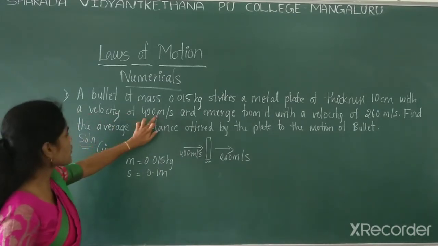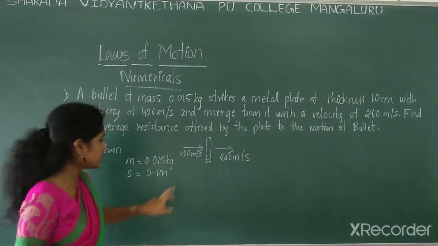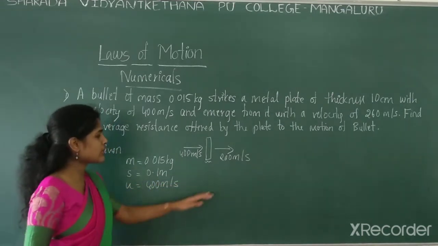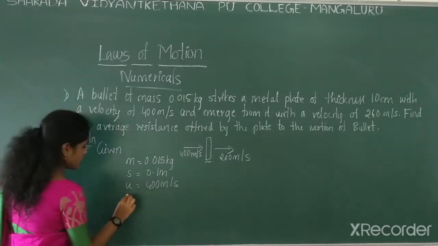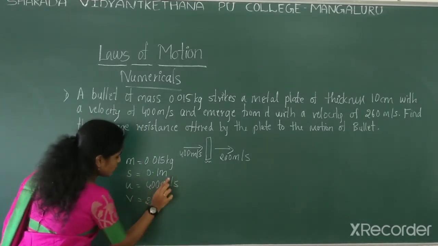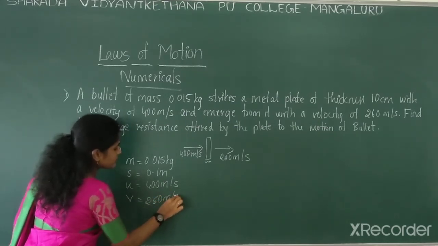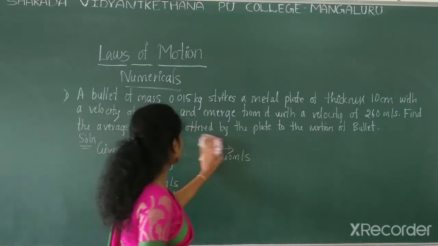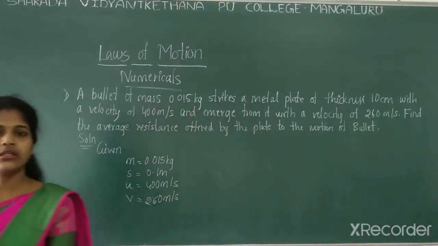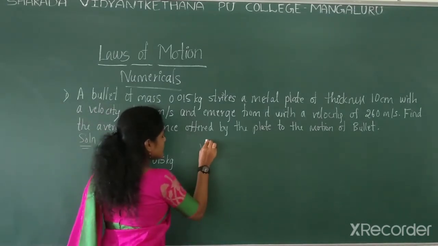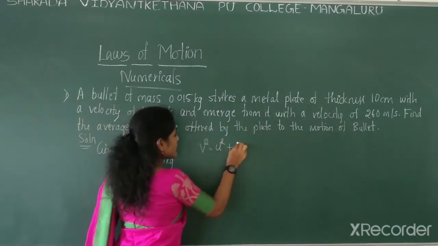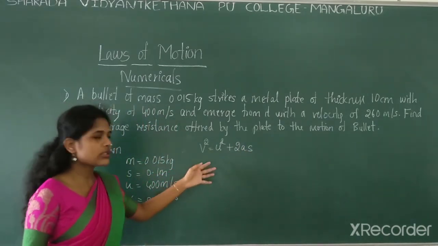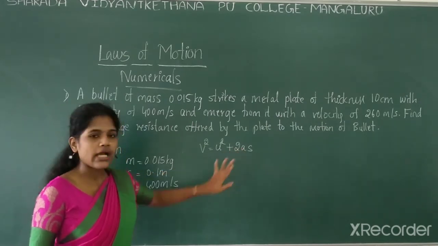With a velocity of 400 meter per second, this is the initial velocity, so U is 400 meter per second, and the final velocity V is 260 meter per second. Which formula can we apply now? V is given, U is given, S is given. So we can apply the formula V square is equal to U square plus 2AS. Our job in this equation is to find the acceleration first.